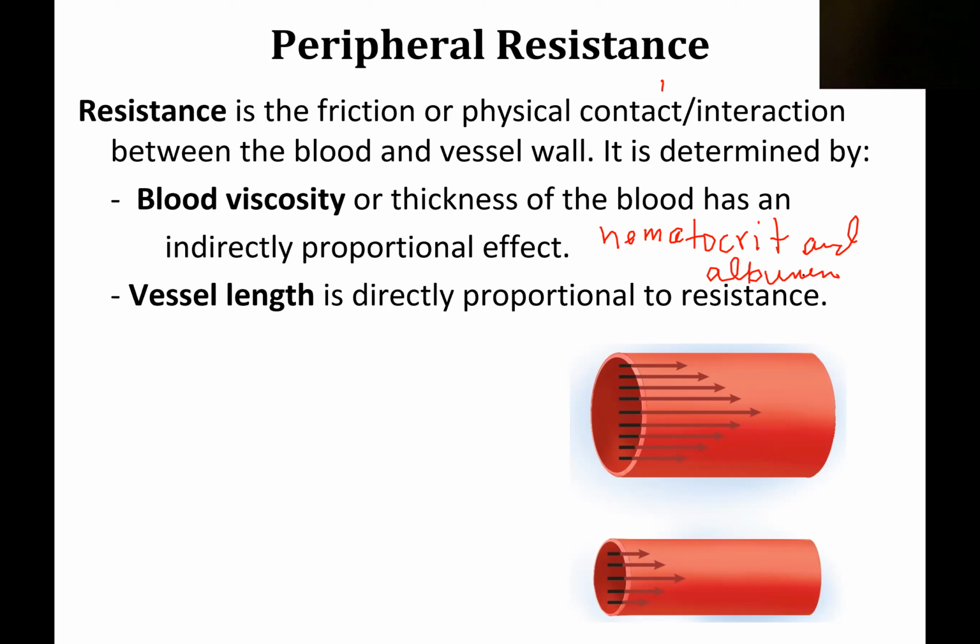The second component or determining factor, vessel length. The length of the vessel is proportional to its resistance. The longer the blood vessel, the more resistance. The shorter the blood vessel, the less resistance. All right, so that's why you see lots of branching.